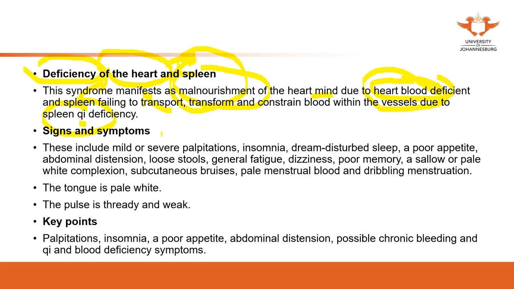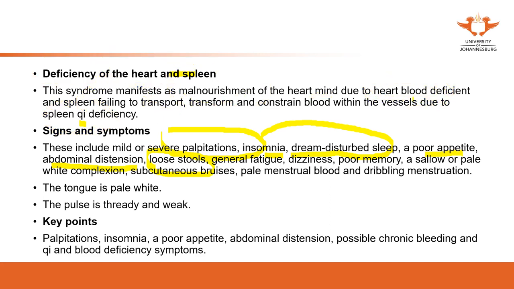So in this situation, the patient will present with palpitation, insomnia, dream disturbed sleep, poor appetite, abdominal distension, loose stool. That's the manifestation of the spleen. Fatigue, also due to the deficiency, poor memory, that's the deficiency of the heart. The tongue is pale. The pulse is thready. So in this situation, the patient will present with qi and blood deficiency symptoms, plus the heart deficiency, palpitation, insomnia, dream disturbed sleep. The spleen deficiency, poor appetite, abdominal distension, might be bleeding or not.